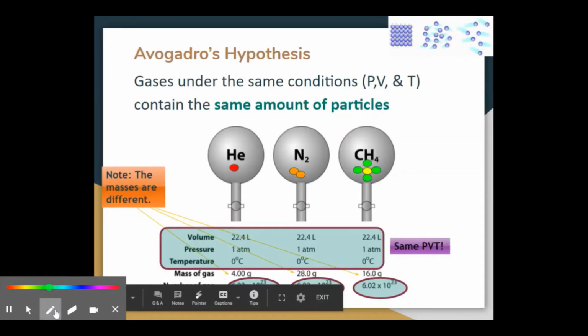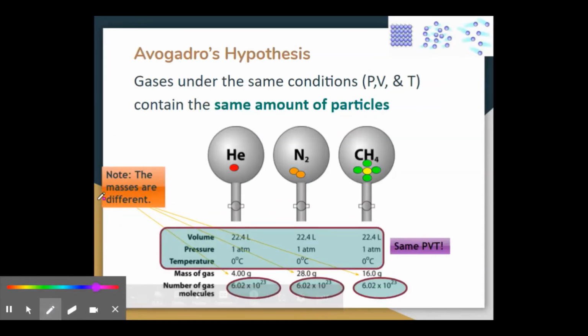Now, the last thing we need to know about gases is Avogadro's hypothesis. Avogadro was a scientist who dedicated his life to studying matter and especially gases. During his experiments, he noticed that gases under the same conditions, and we've been talking about these conditions for this entire lesson, meaning the same pressure, volume, and temperature, have the same amount of particles.